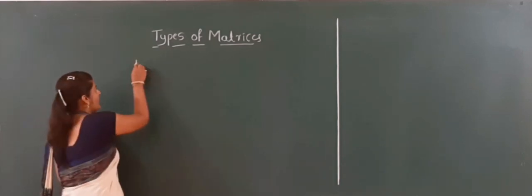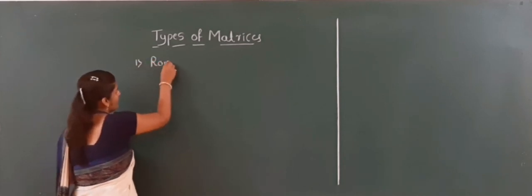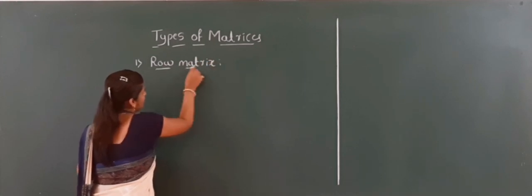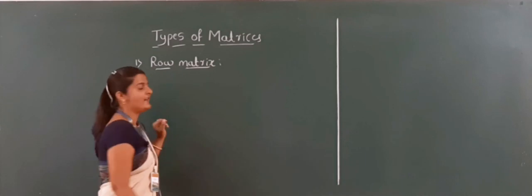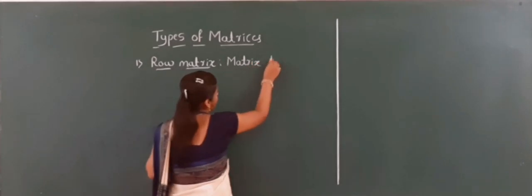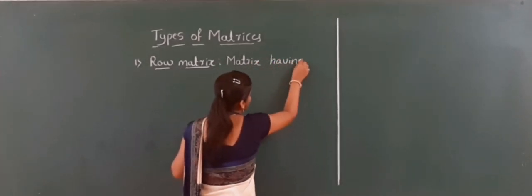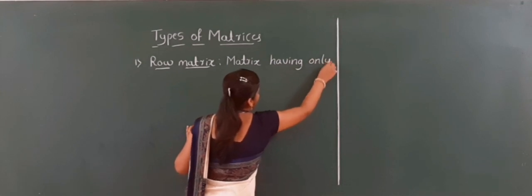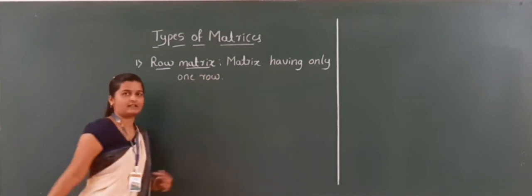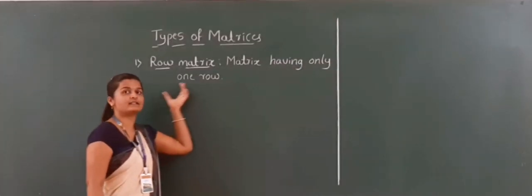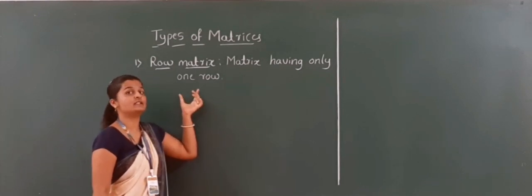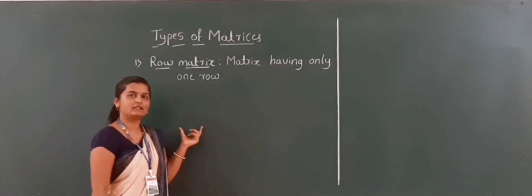So the first type of matrix is the row matrix. A row matrix is defined as a matrix having only one row. So see here, what do you mean by row matrix? Row matrix is the matrix which is having only one row. So the number of rows present in this matrix is exactly 1. That is known as a row matrix.